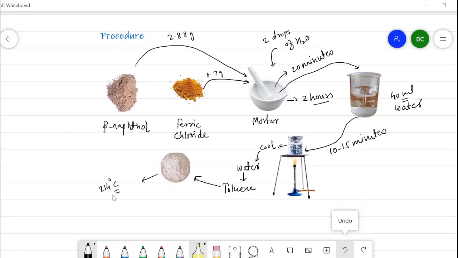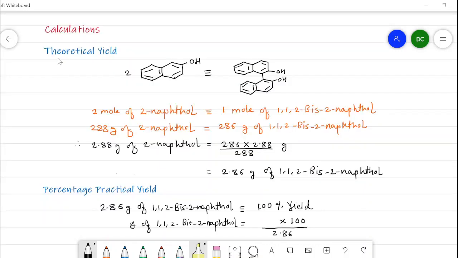214 degrees Celsius. In the calculation, we have to calculate a theoretical yield using a chemical reaction. In the chemical reaction, 2 molecules of beta-naphthol give a bis 2-naphthol. So here, 2 moles of 2-naphthol, that is beta-naphthol, correspond to 1 mole of bis 2-naphthol. And in the chemical reaction, we have said that there is a difference of only 2 hydrogen between these 2 components, that is the product and the 2 molecules of the reactant.